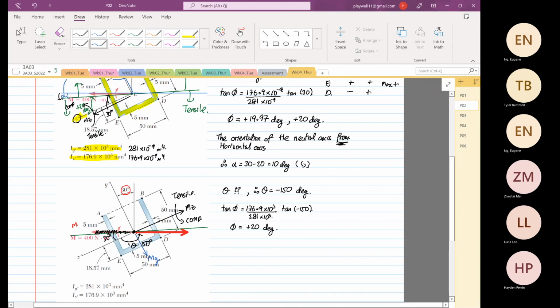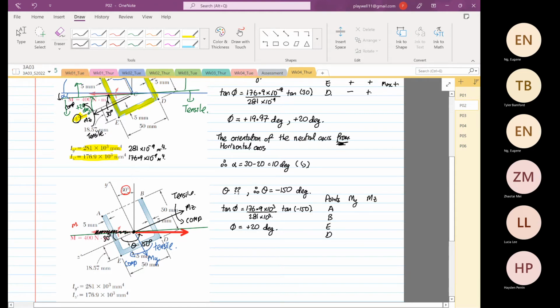And then if I were to use the right-hand rule, this will be compression, and this will be tensile. So from here, again, I will have our points: A, B, E, D. And then again, we have our My and Mz.